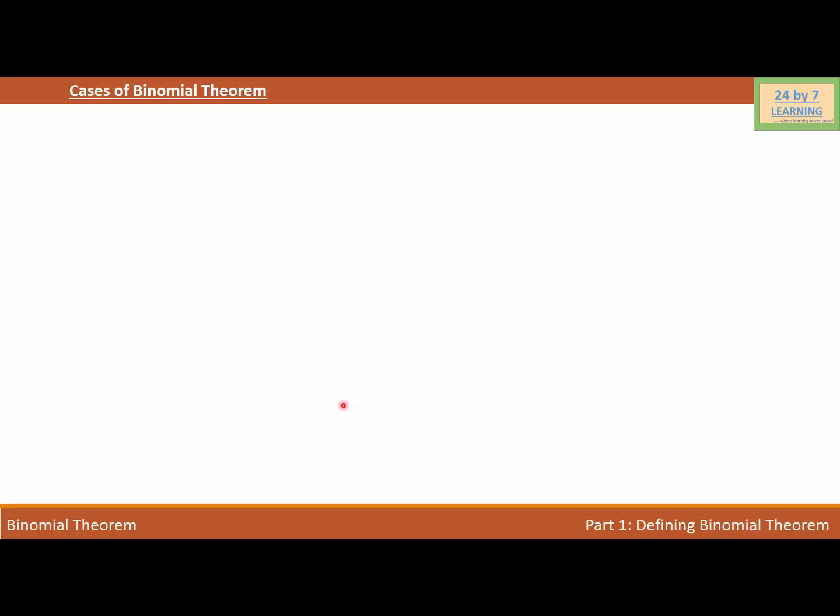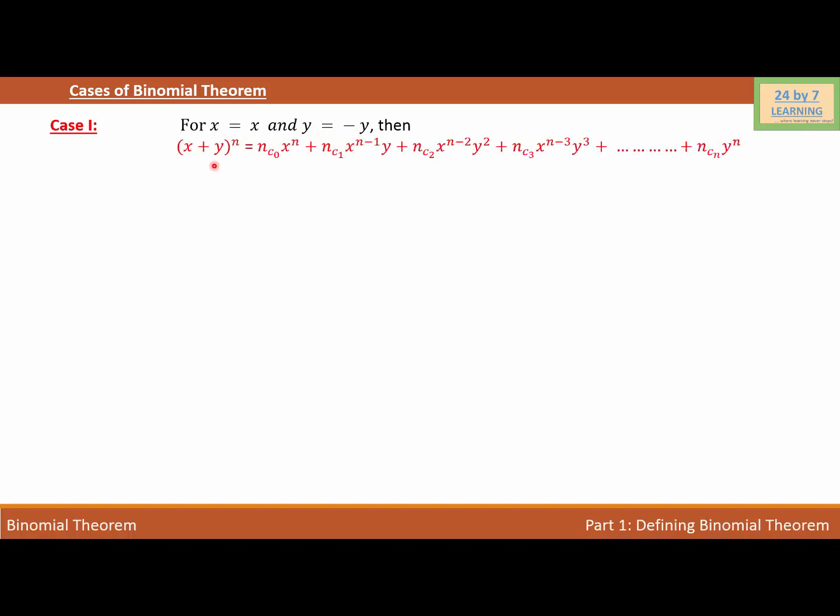Now let's talk about some cases of the binomial theorem. The first case is for x equals x and y equals negative y. Basically we are substituting the value of x for x and the value of y for negative y, and if we do that, this expression will convert into this expression.